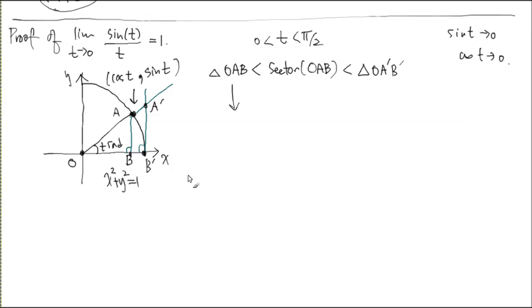OAB here is half times the base times the height. So that's the base there for that triangle. Does that make sense? So what is the base? It's cosine t, right? That's exactly the x-coordinate of that point right there. What about the height? That was exactly sine t. So that part right there is sine t. They're all positive numbers. Perfect. Half times cosine t times sine t. That's what that is, right?